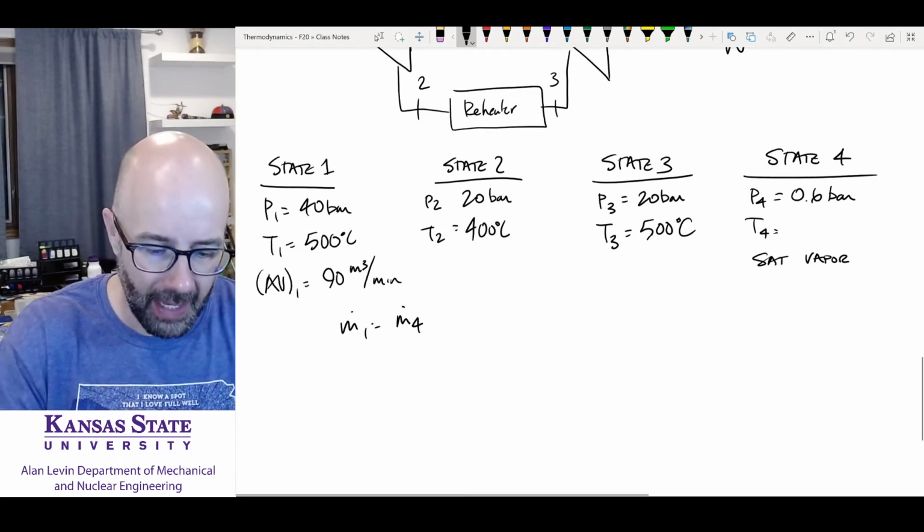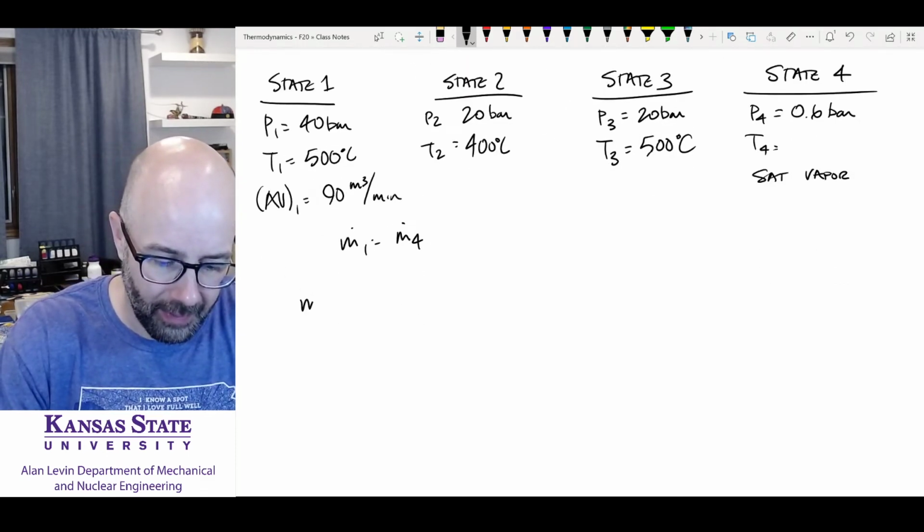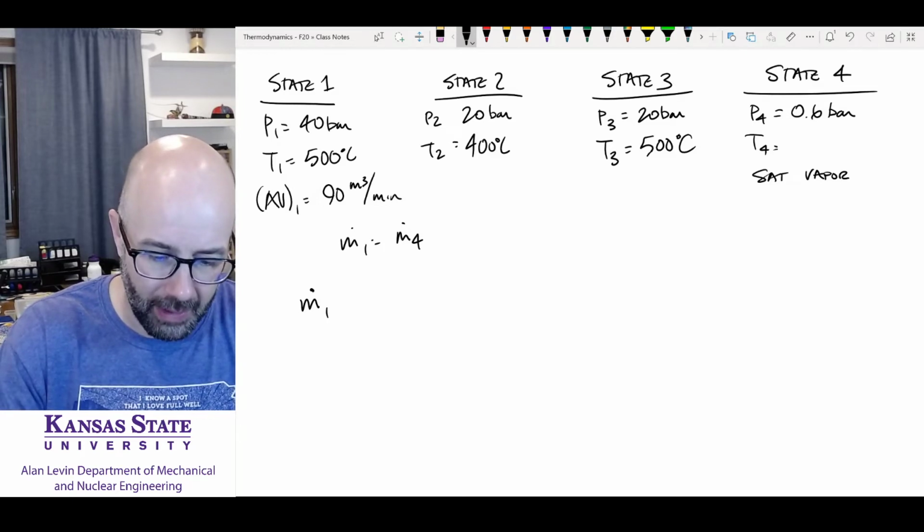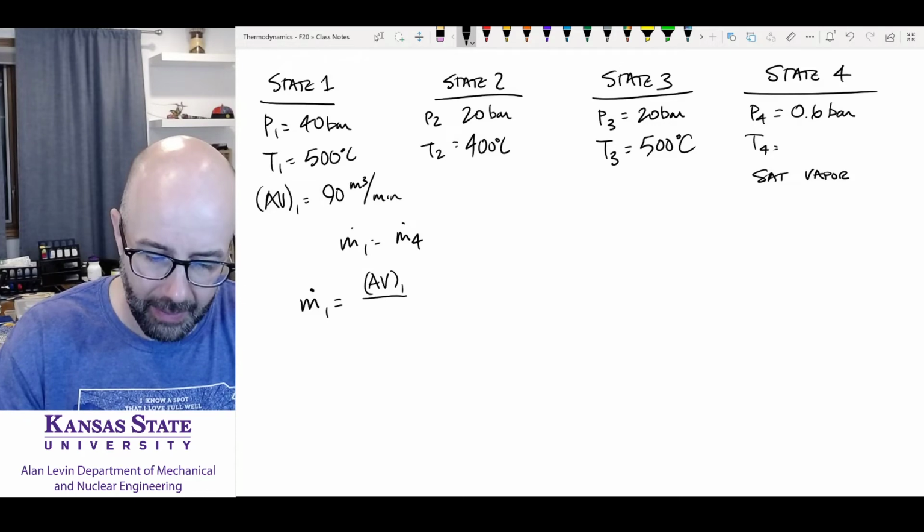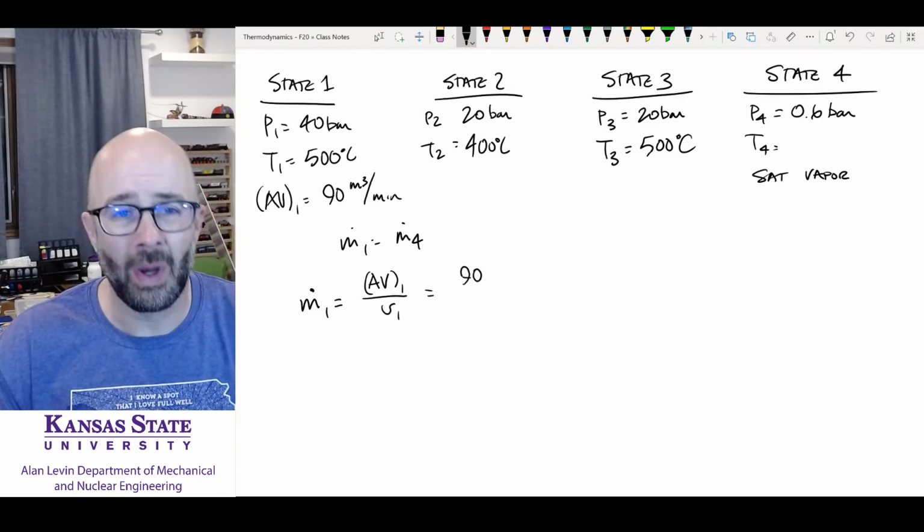Okay, so the mass flow rate at 1 is going to be equal to the volumetric flow rate at 1 divided by the specific volume at 1. So this is going to give me 90 meters cubed per minute divided by the specific volume at 1.